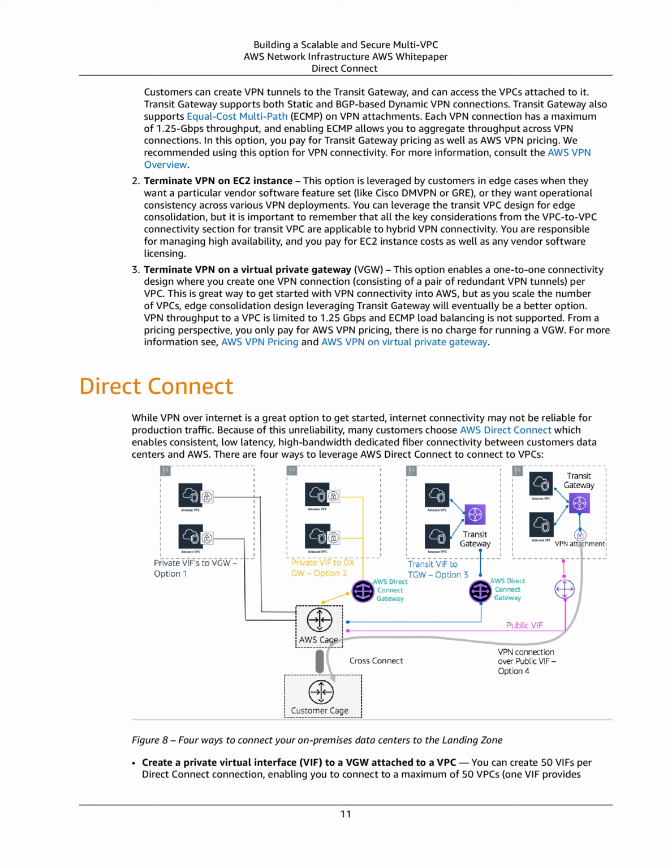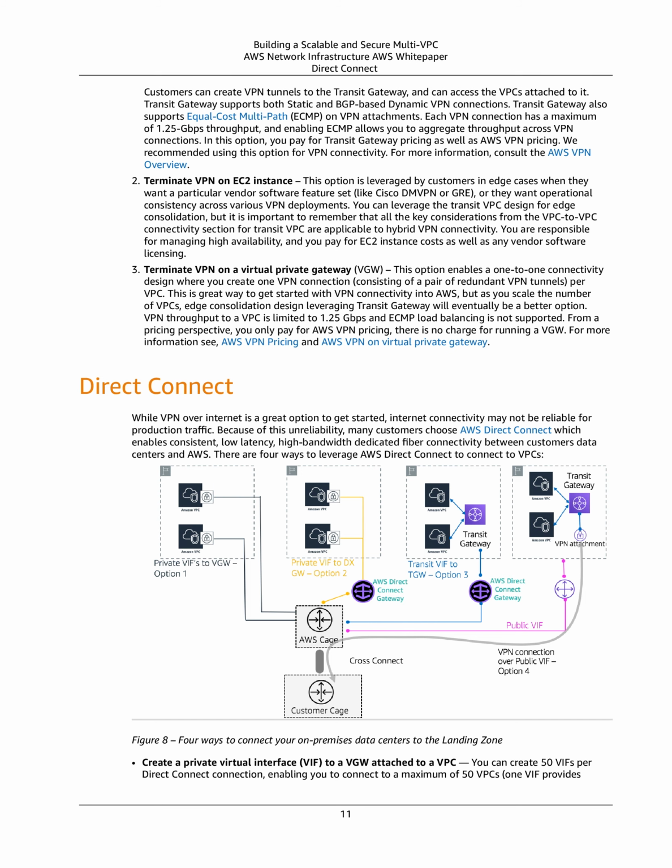Each VPN connection has a maximum of 1.25 Gbps throughput, and enabling ECMP allows you to aggregate throughput across VPN connections. In this option, you pay for Transit Gateway pricing as well as AWS VPN pricing. We recommend using this option for VPN connectivity. For more information, consult the AWS VPN overview.